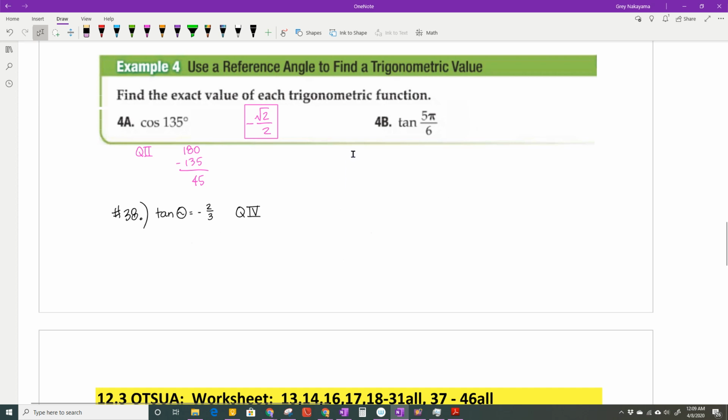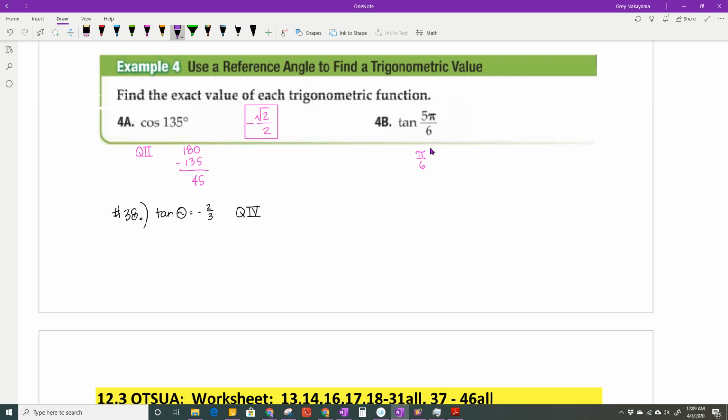Okay. The beautiful thing about radians, y'all might not like them so much yet because you haven't been using them very much. But the thing about radians is, if it's on our unit circle, the reference angle is whatever that denominator is. So my reference angle is pi over 6. So I'm going to think to myself, what's the tangent of pi over 6? Tangent, square root of 3 over 3.